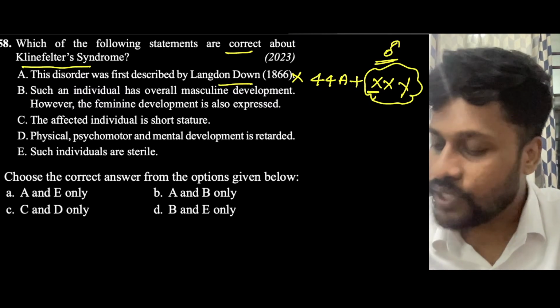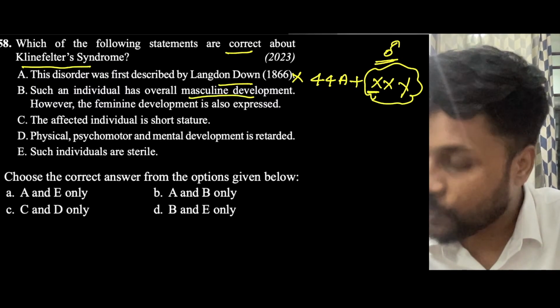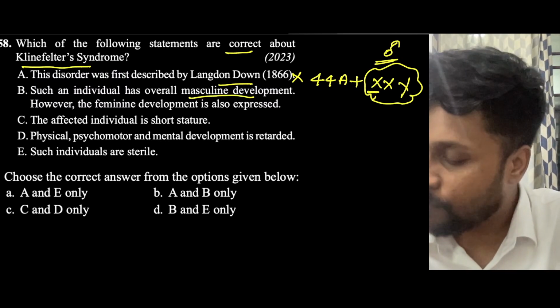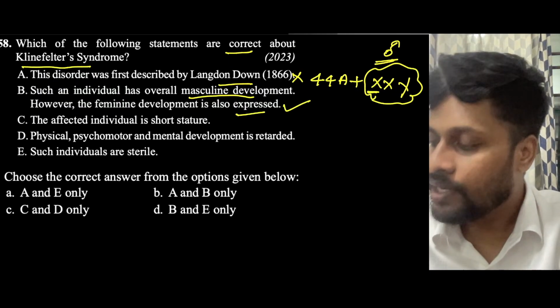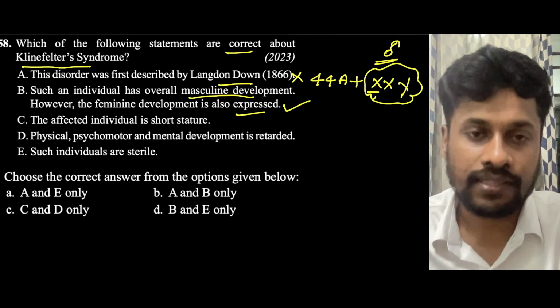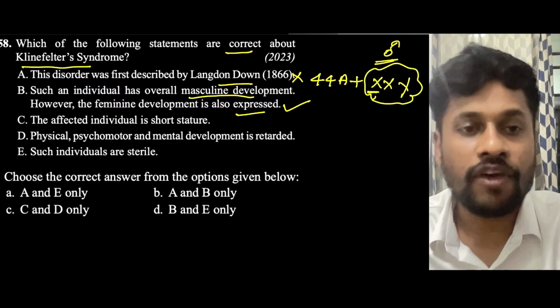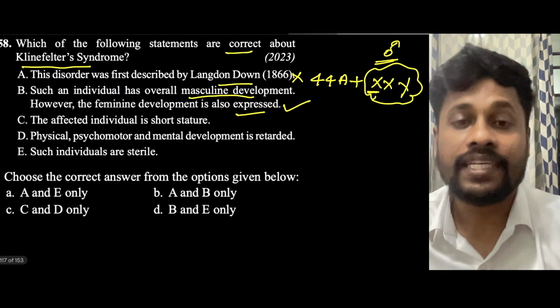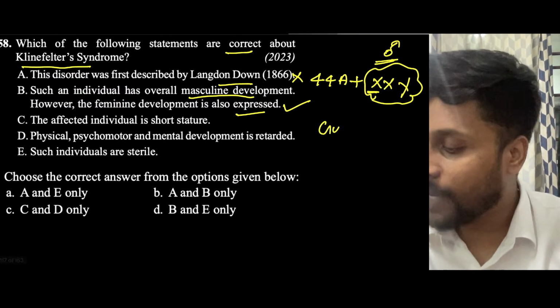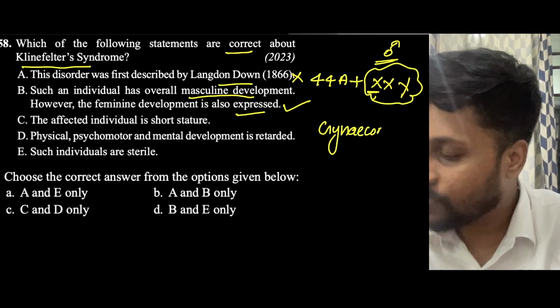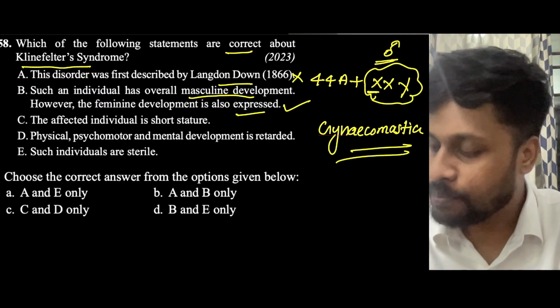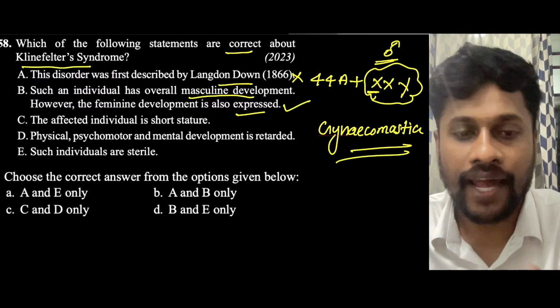Statement B, such an individual has overall masculine development. However, the feminine development is also expressed. This is true because Klinefelter syndrome is present in males, but they are also showing feminine characters, like what? Development of breast, or gynecomastia, is present in Klinefelter individuals.